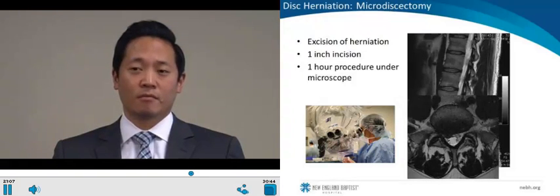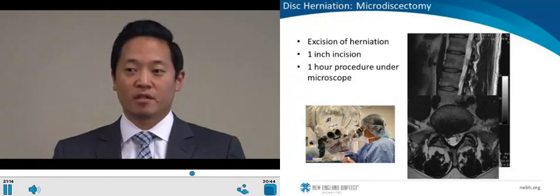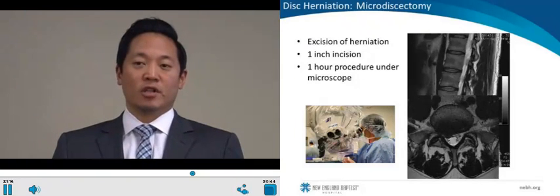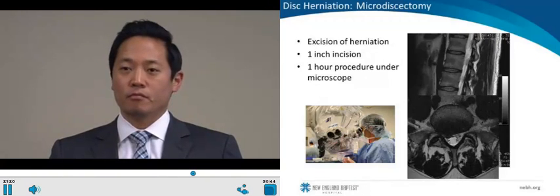disc herniation. So the goal of this procedure is to excise just the piece of disc that is occupying the lateral recess and compressing the nerve root. This can usually be done through a 1-inch incision in about an hour under a microscope.